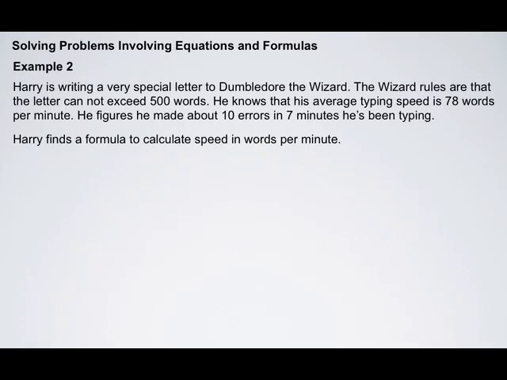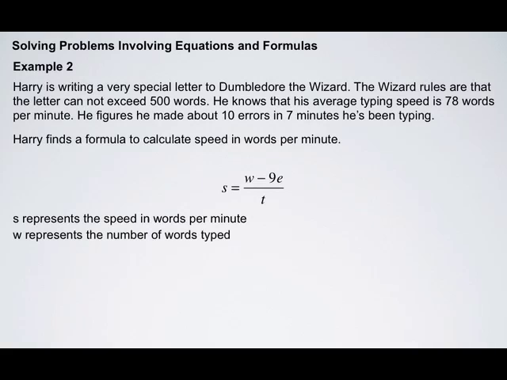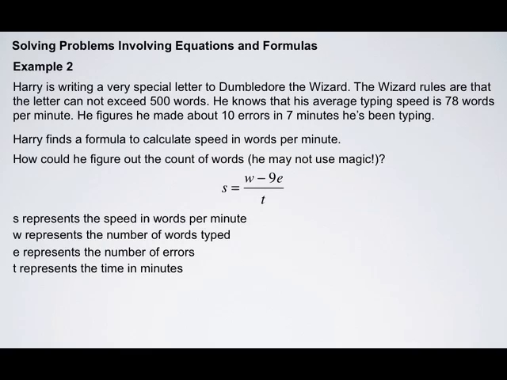Harry finds a formula to calculate speed in words per minute. The formula is S is equal to W minus 9E over T, where S represents the speed in words per minute, W represents the number of words typed, and E represents the number of errors. T represents the time in minutes. How could he figure out the count of words? And of course, he may not use magic.